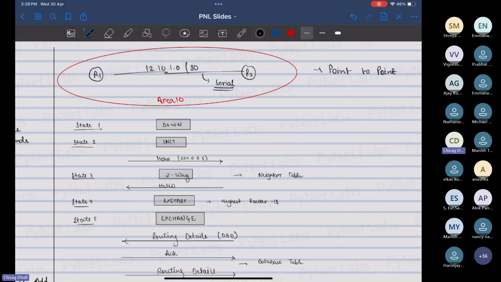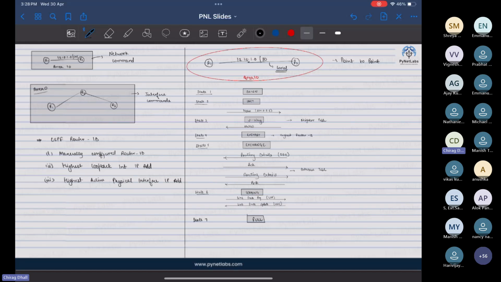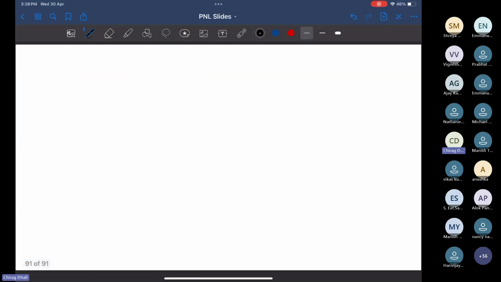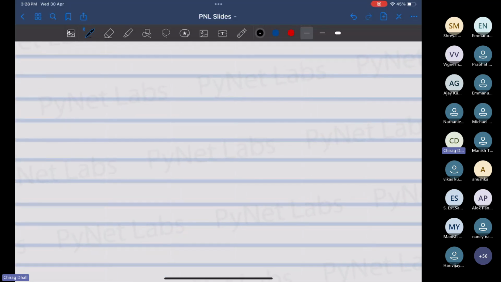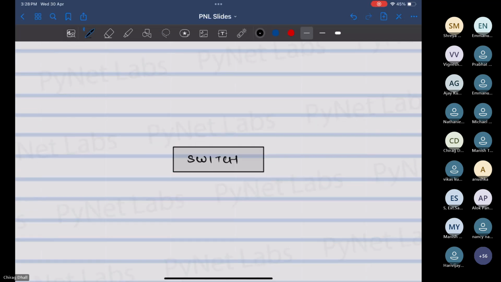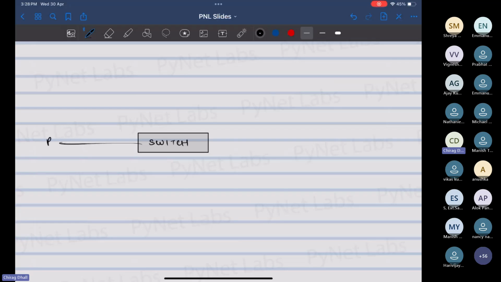But that's not always going to be the case. There can be a multi-access network where I am using an Ethernet cable or I am connecting multiple devices together. So let's see what happens in that situation. Assume that instead of just two devices, I have four routers connected with a switch. This is my switch, and there are four routers connected to it: R1, R2, R3, R4.